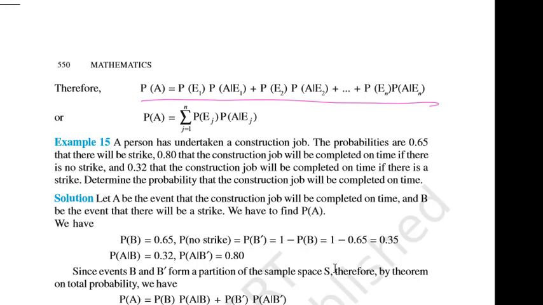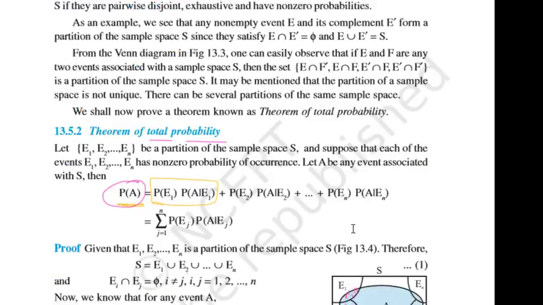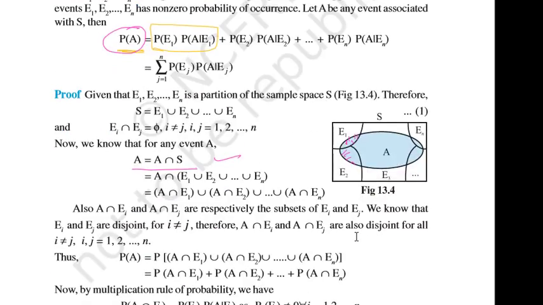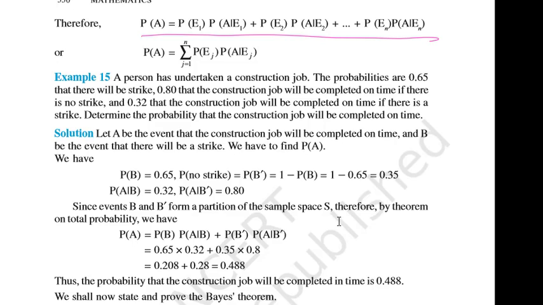So, here in this formula, what are E1, E2, E3, En? They are partitions. And what is A? A is an event. Okay, so let us first see one example which involves this theorem of total probability. Okay, you have to visualize a lot of things here. If you can visualize the problem and the situation, then it is easy for you to solve it.